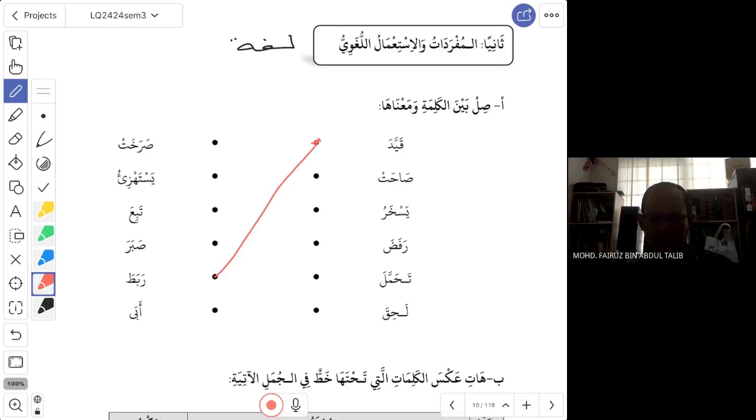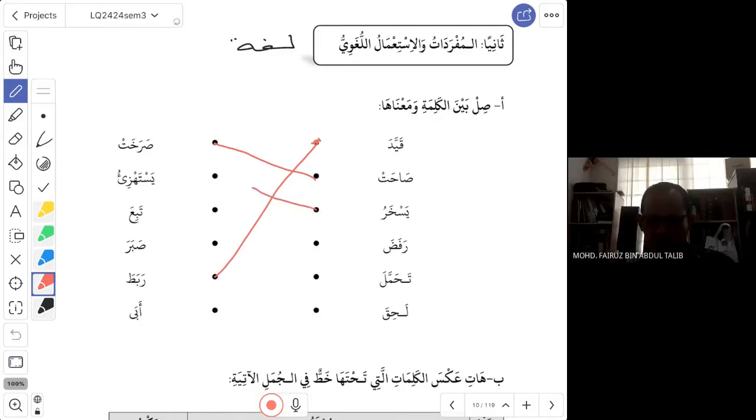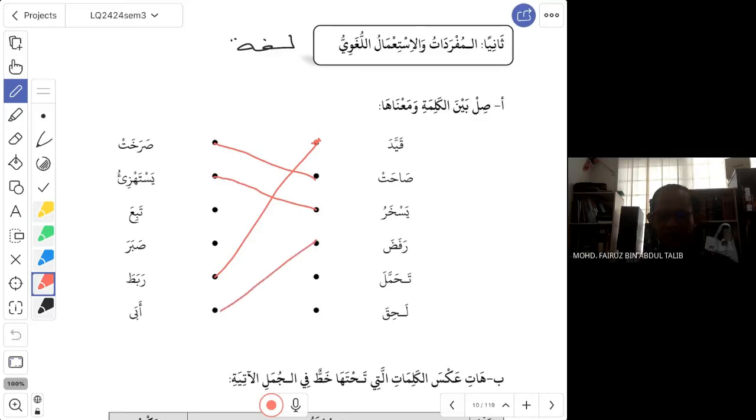Sahat, this word is not in the text. This means shout, and the synonym is sarahat, shout. Yaskhar, so this one is in the text. Yaskhar, to ridicule, to mock. So what is the word? This is also in the list of the vocabulary. Yastahzi'u. In the text, they use it for jama, yastahzi'un, yaskharun. But this is for singular. We say yaskhar. Huwa yaskhar. Rafada, refused. Aba, okay. So this is the word that Iblis, aba, refused. Rafada. Tahammala.